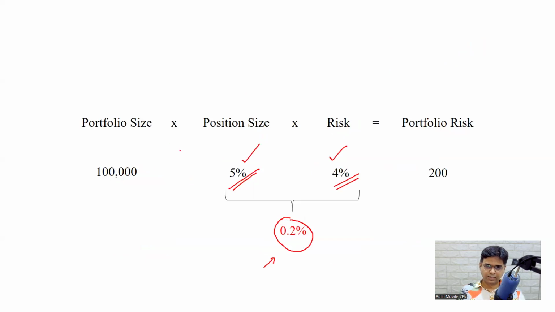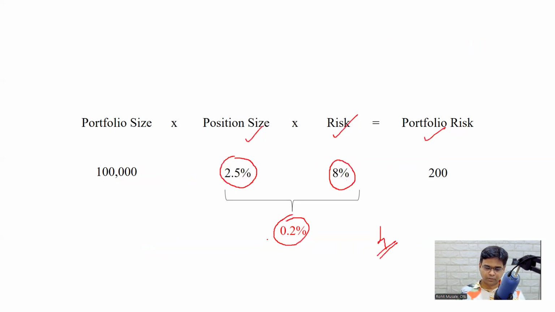Here, your position size is 5%, risk is 4%, portfolio risk is 0.2. Now, if I reduce the position size and I increase the risk stop loss, my total risk remains the same. So this system gives me a lot of flexibility. I can play around with my position size and risk to arrive at the same amount of money that I stake on every single trade.